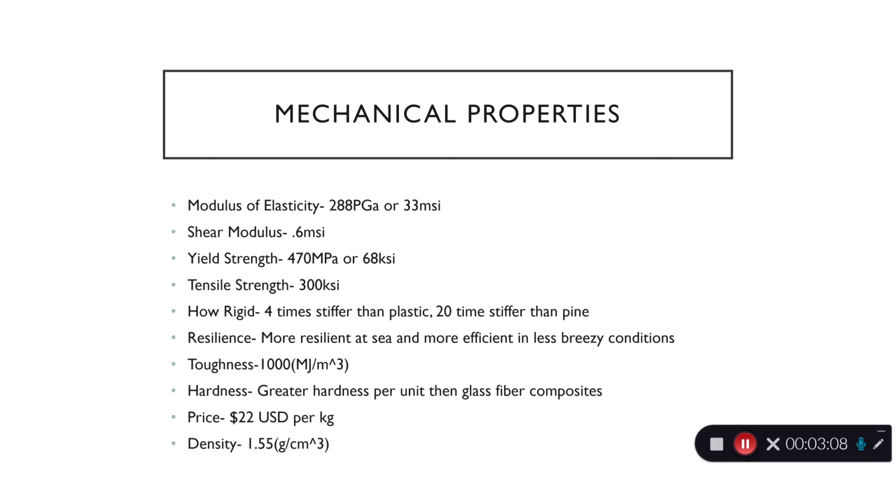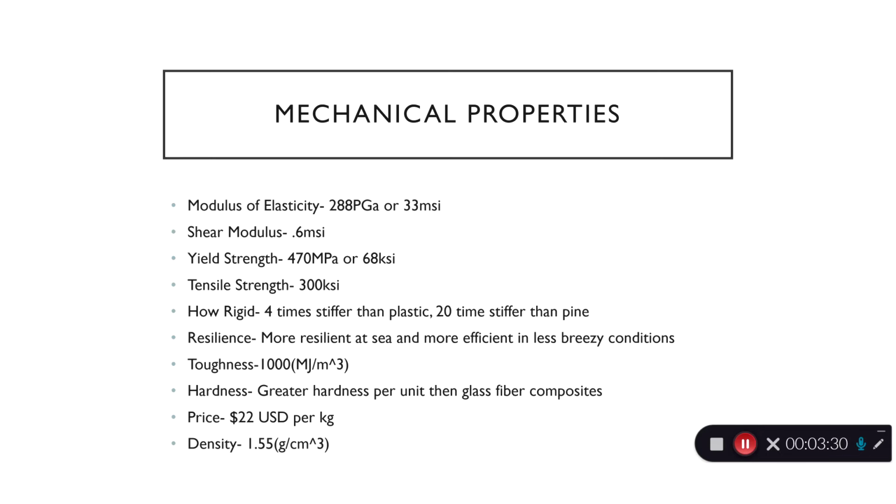I then did research about the toughness and hardness of carbon fiber. I found out that the toughness of carbon fiber is about 1,000 megajoules per meter cubed. When looking at it in terms of hardness, despite being a very lightweight material, it has a greater hardness per unit of weight when compared to glass fiber composites.